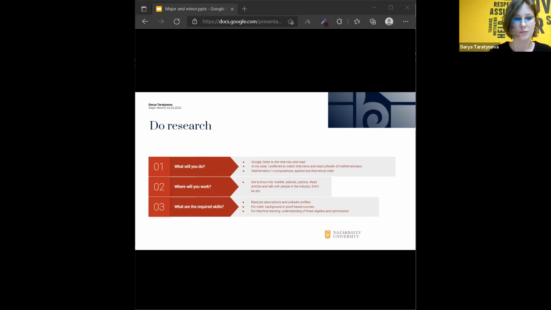Second question is where you will work. Try to get to know the market, salaries, different options, read articles, and talk with people in the industry, and don't be shy. You can always ask advice from senior students or from academic advising office or from peers.